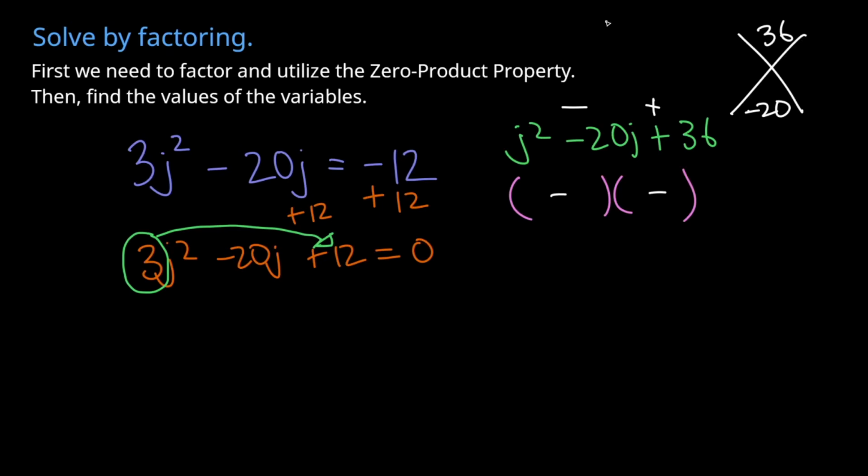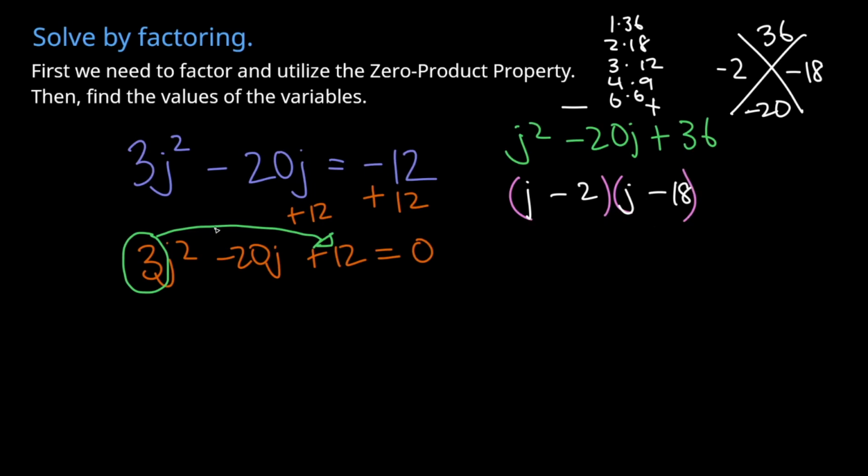So factors of 36: 1 and 36, 2 and 18, 3 and 12, 4 and 9, and 6 and 6. And then it starts repeating itself. So they need to add up to 20. We have 2 and 18. That was easy. Negative 2 and negative 18. So we can go ahead and put those in there. We have negative 2 and negative 18.